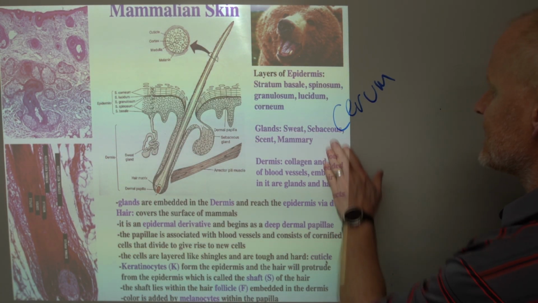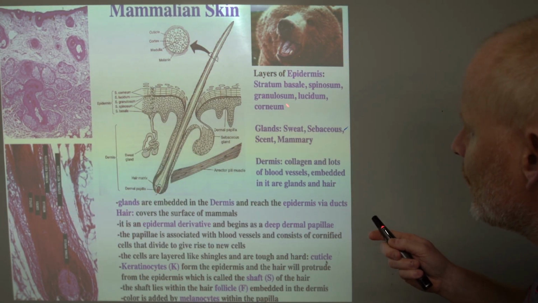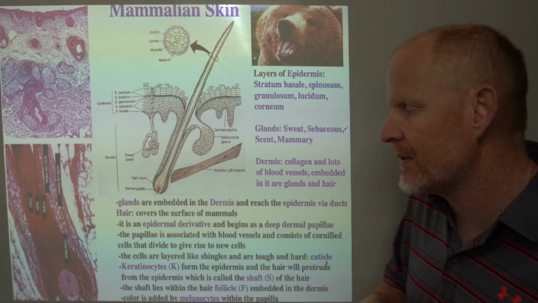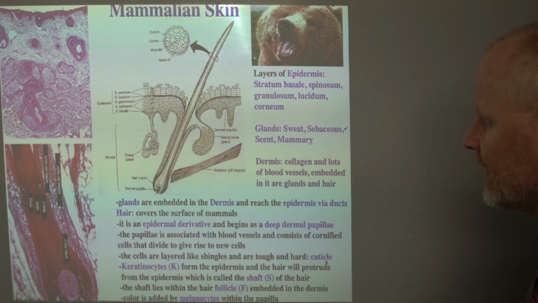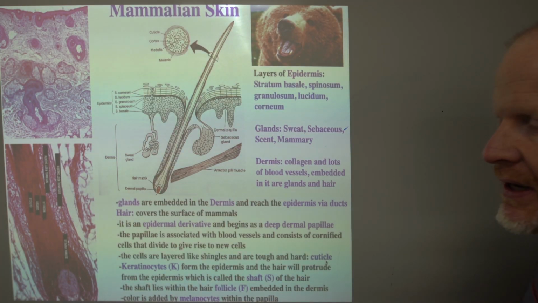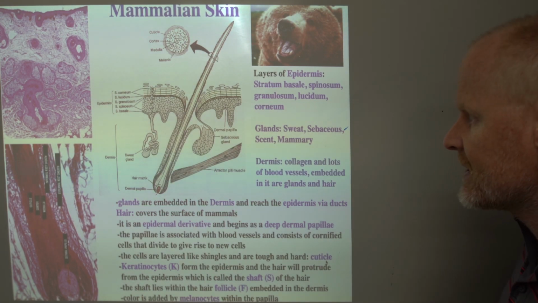So mammal skin has many more layers to it. It has not only the basale layer and the corneum layer, but now we have a spinosum, granulosum, and lucidum layer that's associated with the middle layers, or what we call transitional layers. The glands: we have sweat glands, sebaceous glands, scent glands, mammary glands. There are other specialized glands you can find in other mammals that are made by the epidermis.